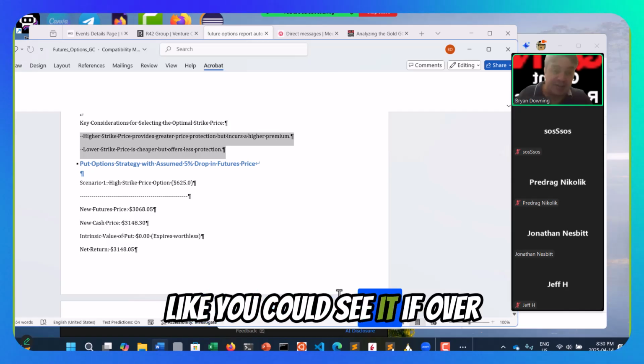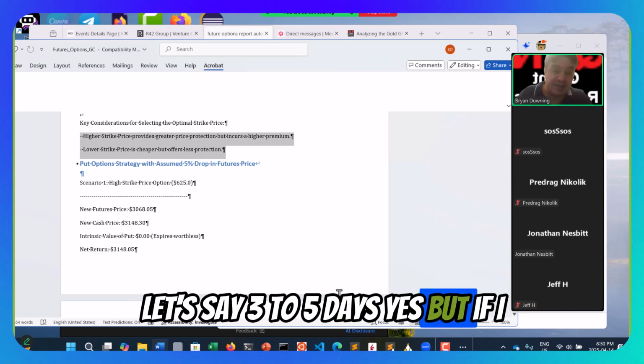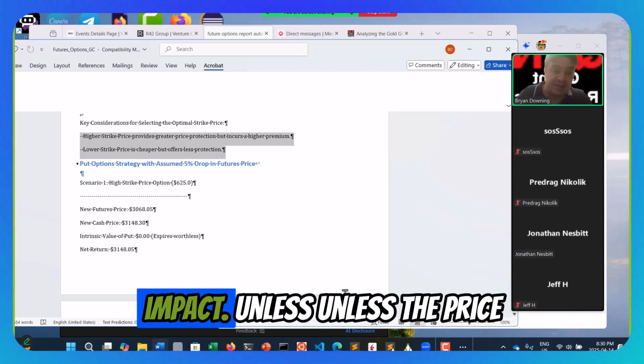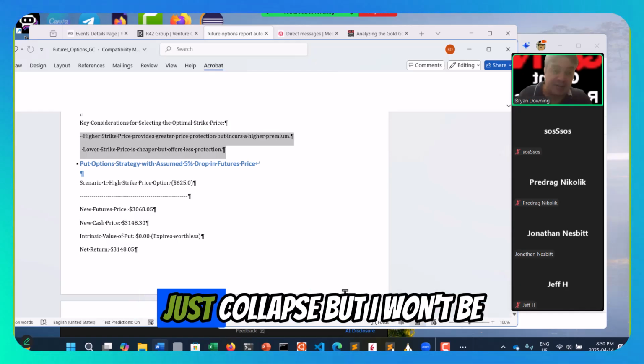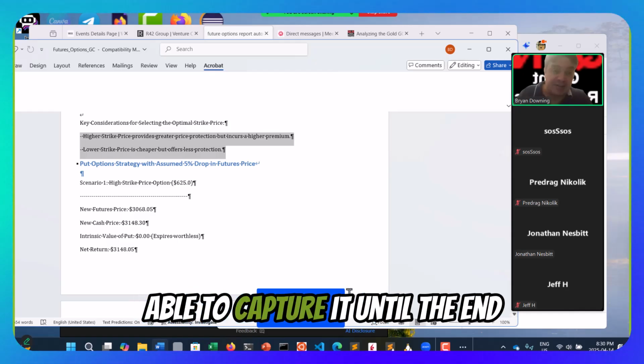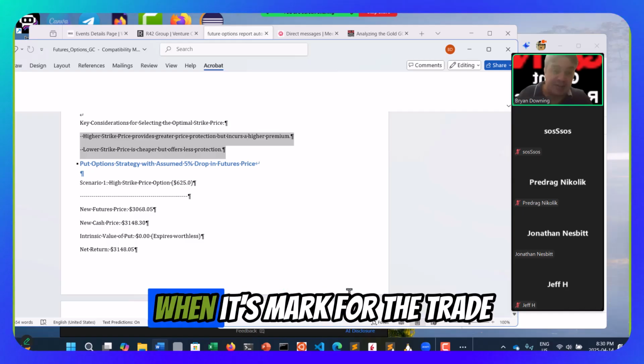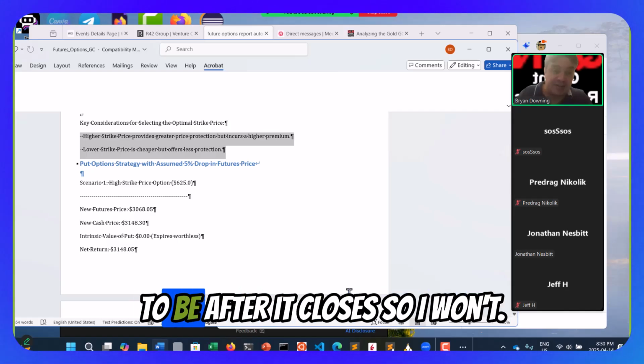Like you could see it over, let's say, 3 to 5 days, yes. But if I ran this midday, that price change, you won't see that impact unless the price just collapses. I won't be able to capture it until the end of the day, because that's when that price will be available when it's marked for the trade for that day. Usually it's going to be after it closes.